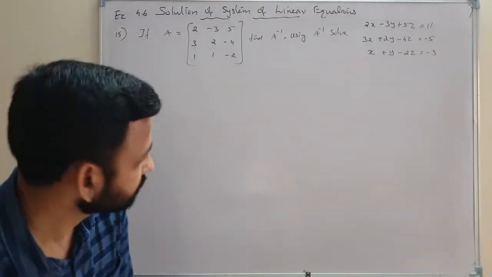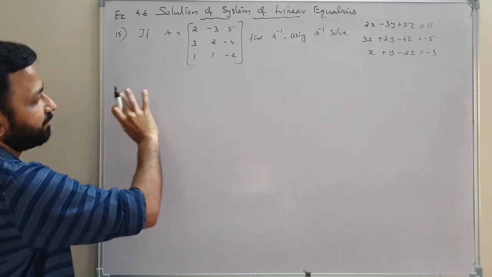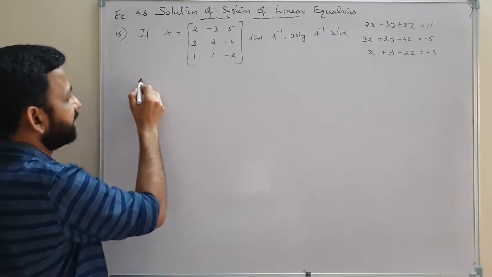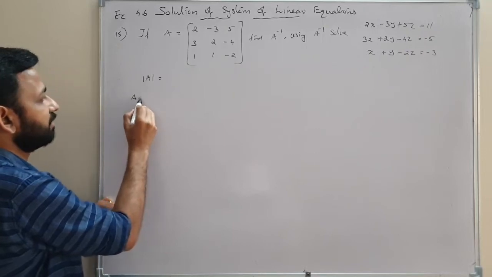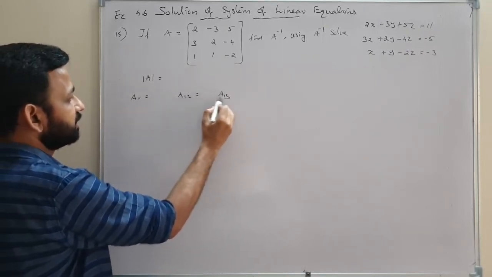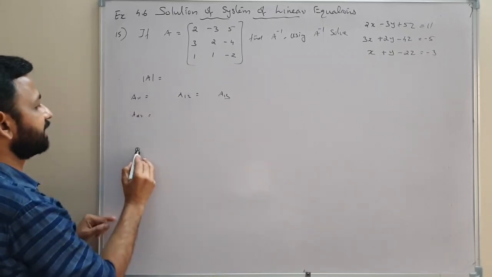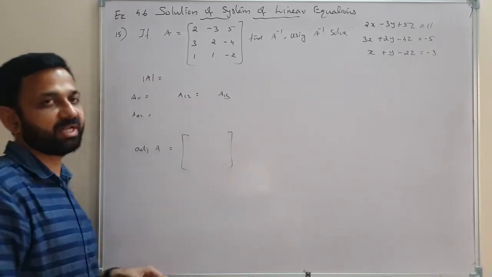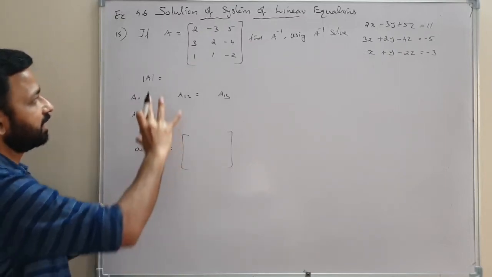So we can find A inverse here. A inverse is adjoint A divided by determinant A. First we have to find determinant A. Then we will find all the cofactors A11, A12, A13, A21, etc. Then we will write adjoint A. Adjoint A is the transpose of the cofactor matrix. In the previous question we have done all these things. That's why I am not repeating.